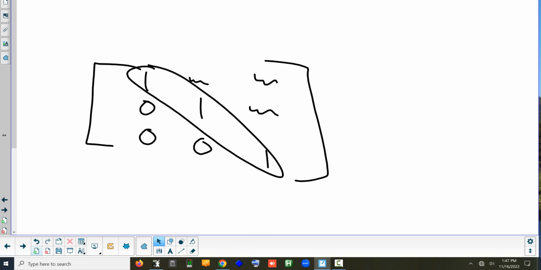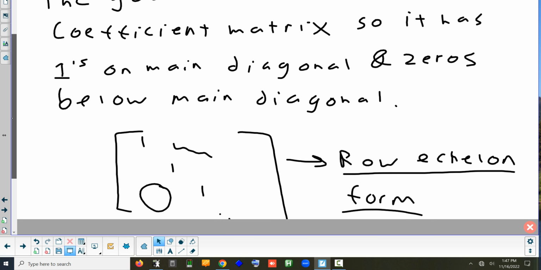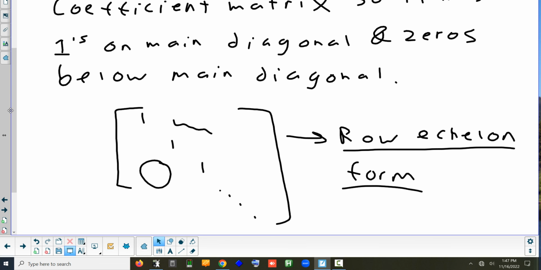So it doesn't matter what numbers you have above them? No, it doesn't matter what's above it. Last year, Mr. Rob had everything be 0. Okay, so he did what's called reduced row echelon form. Row echelon form is the first half. What you're talking about is also the second half. So we're just going to do the first half. Okay, so that's what it should look like: 1s on the main diagonal and 0s everywhere below.